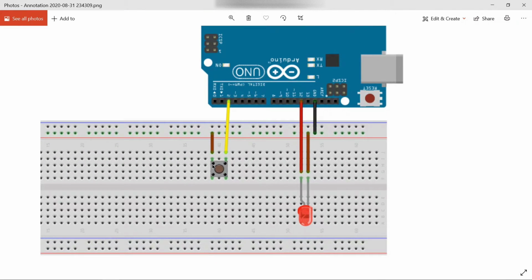One pole of the switch is connected to the ground terminal, and the LED negative terminal is connected to the ground of the breadboard. The ground of the breadboard is connected to Arduino's ground pin. The other pole of the switch is connected to the second pin of the Arduino board. The positive terminal of the LED is connected to the 12th pin of the Arduino board. This is all about the connections.